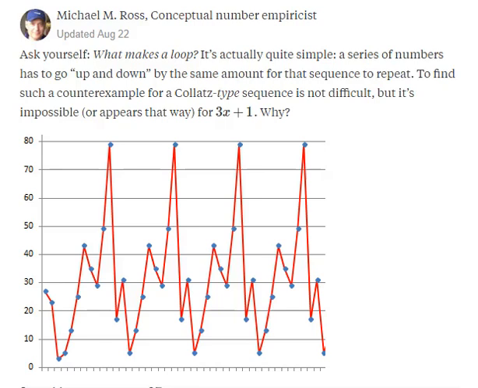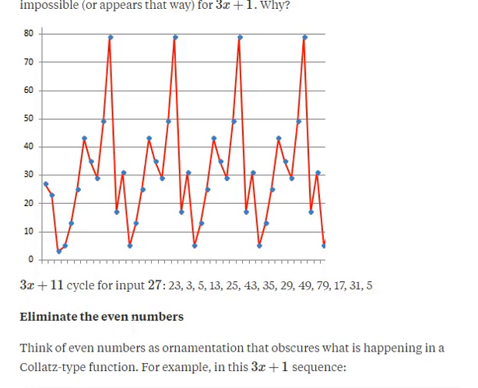And to find such a counterexample for a Collatz-type sequence, we need to look at plus n greater than 1. So 3x plus 11 cycles of input 27. This is just an example. We have a nice looping sequence here that will continue forever, for infinity.